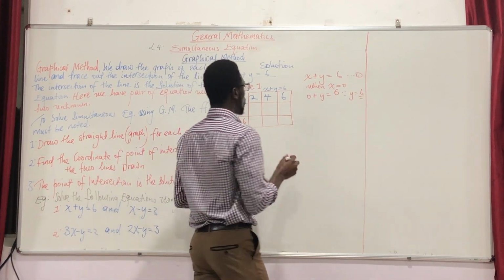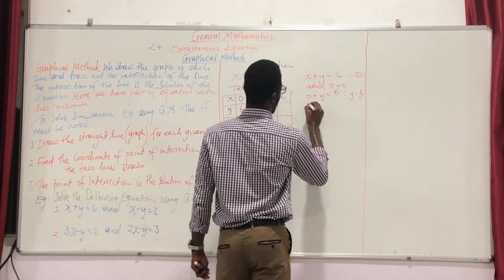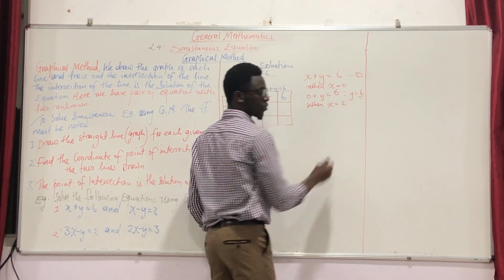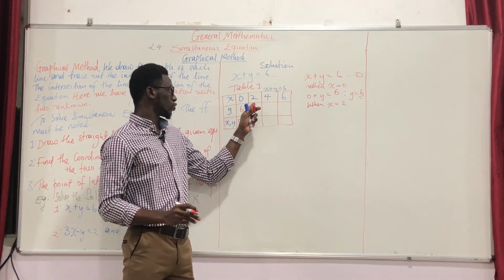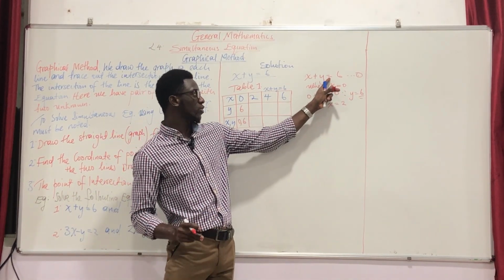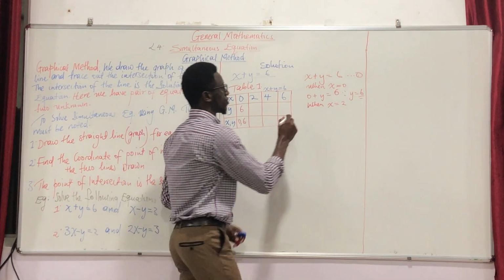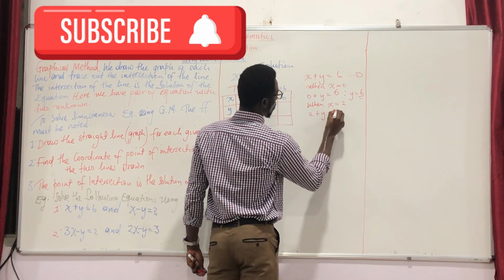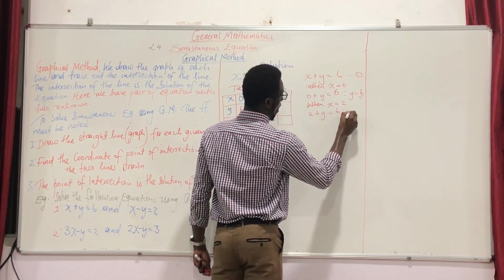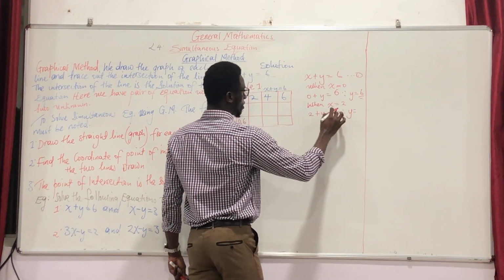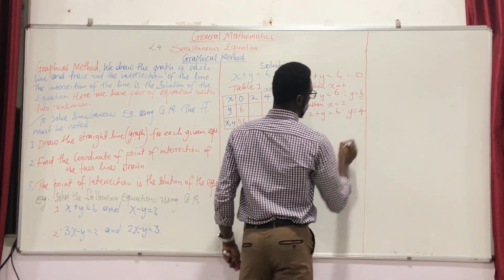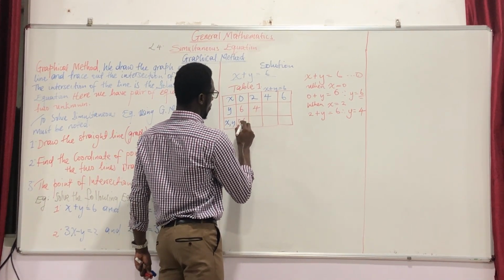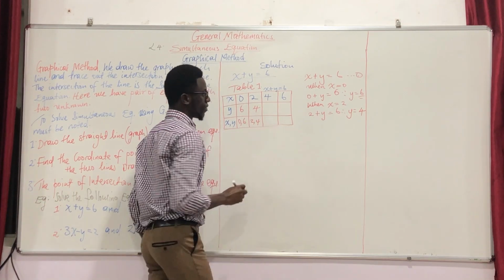Then again, when x equals 2, we substitute 2 into this equation, then we find our y. So we say 2 plus y equals 6. Therefore, our y is, when we transpose this, 6 minus 2, which is 4. So our coordinates here are 2, 4.